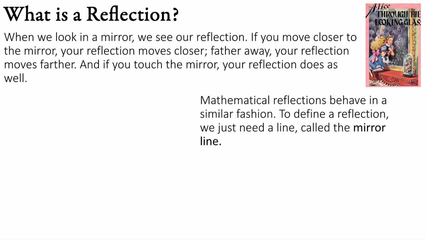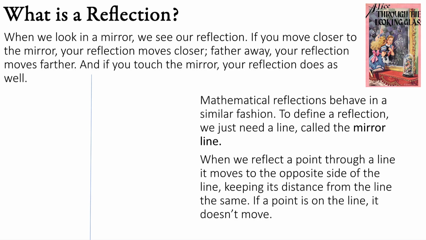To define a reflection, we just need a line called the mirror line. So let's say our mirror line is vertical like this one. When we reflect a point through a line, it moves to the opposite side of the line, keeping its distance from the line the same. And if the point is on the line, just like if you touch a mirror, it doesn't move anywhere when you reflect it.